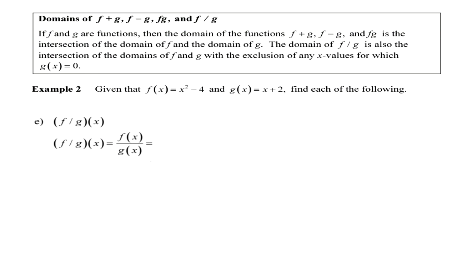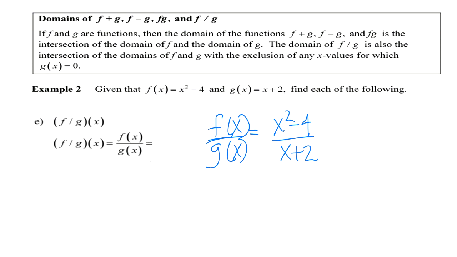Now here we need to divide. So I write everything that's after my f of x, which is x squared minus 4. Everything that's after my g of x, which is x plus 2. And you remember, x cannot be negative 2. We determined that when we found the domain.